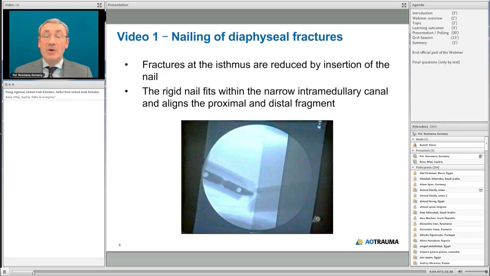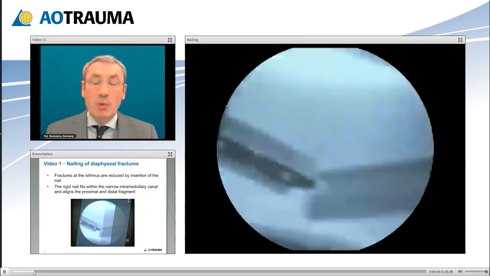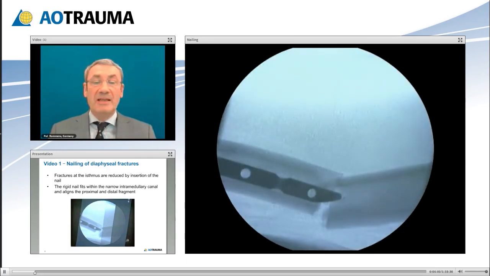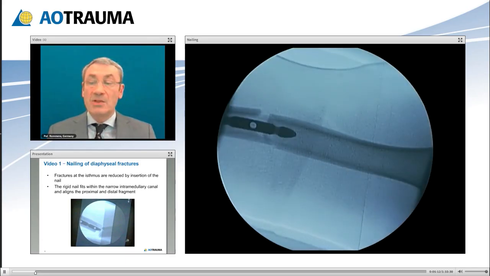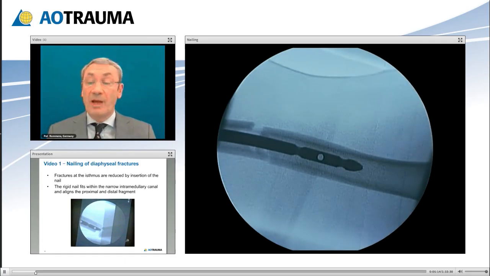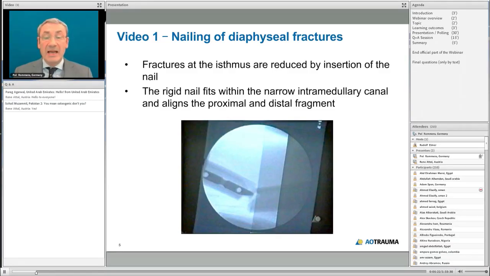You see now a video of a humeral shaft fracture to show you that fractures at the isthmus are reduced by insertion of the nail. The rigid nail fits within the narrow intramedullary canal, and by pushing the nail forward, the fracture fragments will be realigned. So there is an alignment between the proximal and distal fragment, and we only need to adapt this alignment to a more correct form.